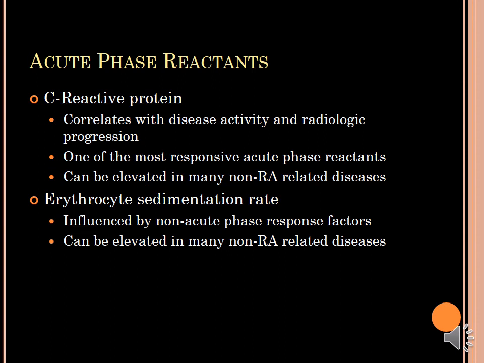Acute phase reactants, as already discussed, need to be measured. One of the most responsive acute phase reactants is C-reactive protein, which correlates with the disease activity and radiological progression. So to monitor our treatment, we can have CRP monitoring, which can guide us in our treatment. Similarly, ESR is also important, but CRP is more specific and important to monitor disease in rheumatoid arthritis.